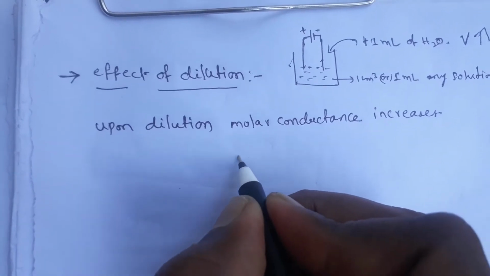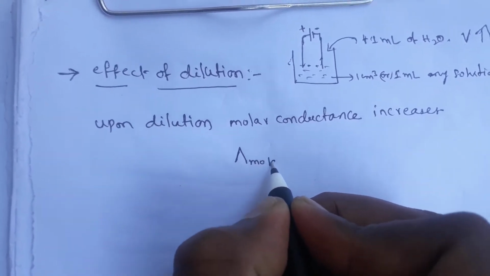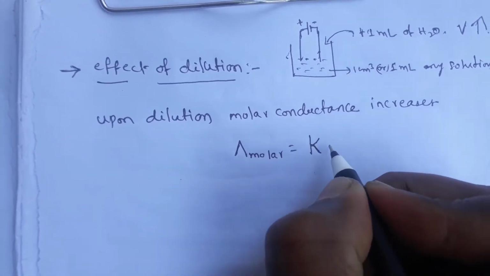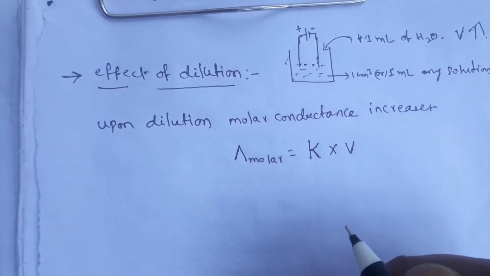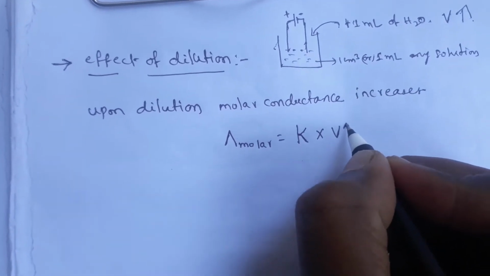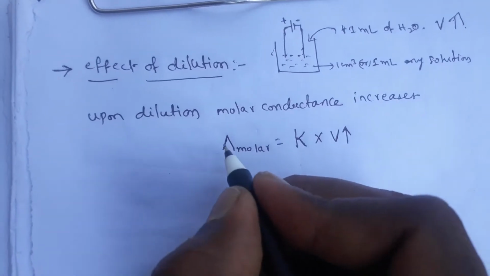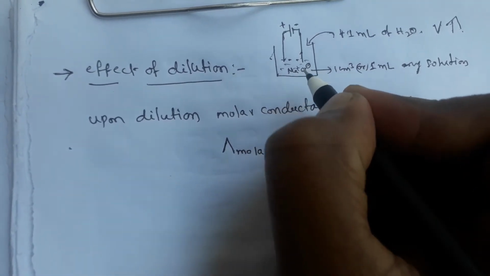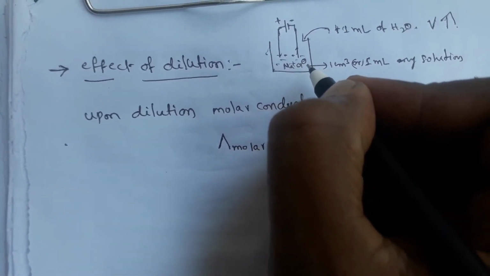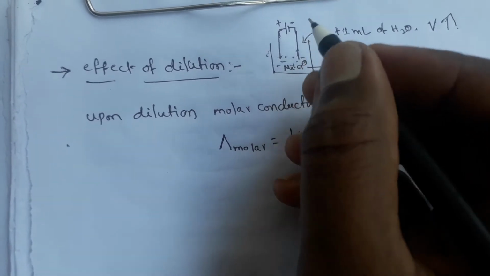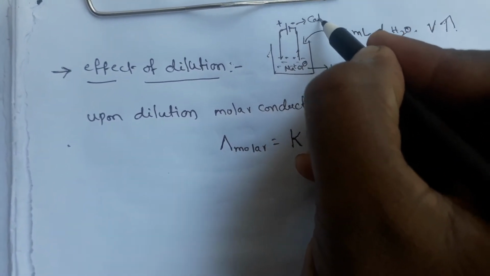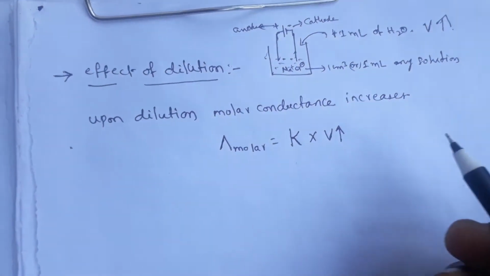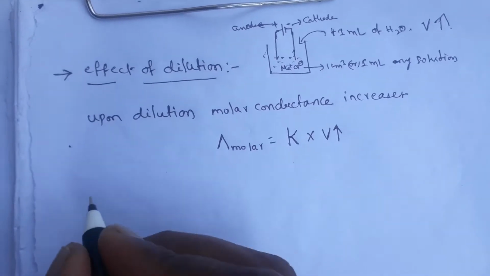Here I can represent molar conductance as equal to kappa, the specific conductance, into volume. That means you are increasing the volume, so the separation between the ions will increase. Whatever ions are present here, the separation between these two ions will increase. That means they can easily be accommodated on the cathode. This is the cathode and this is the anode. So it is simple. Upon dilution, the molar conductance of an electrolyte will increase.